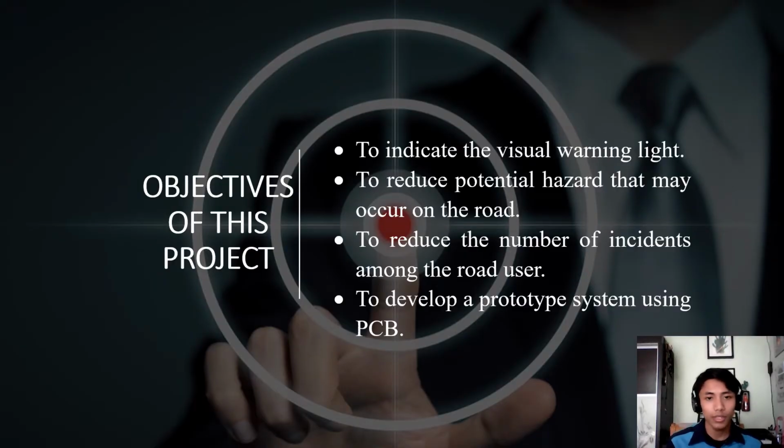The objectives of this project are, first, to indicate a visual warning light, and the second one is to reduce potential hazards that may occur on the road. The third one is to reduce the number of incidents among road users, and the last one is to develop a prototype system using PCB.